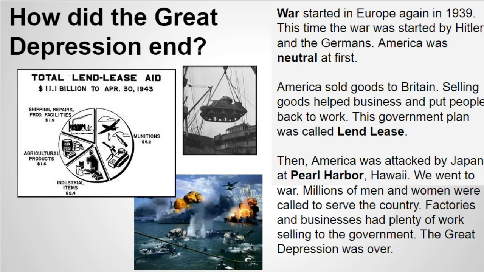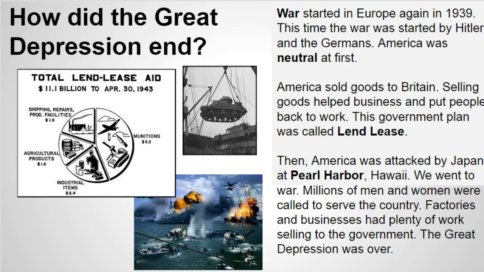How did the Great Depression end? The answer is simple. War started in Europe again in 1939. Remember, there had been war in Europe, the Great War, World War I, 20 years earlier. This time the war was started by Hitler, the Germans. It was a terrible war.